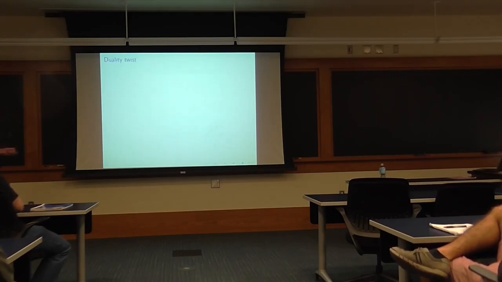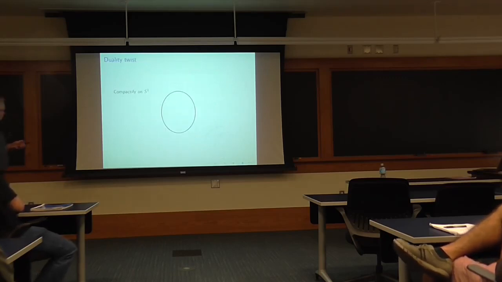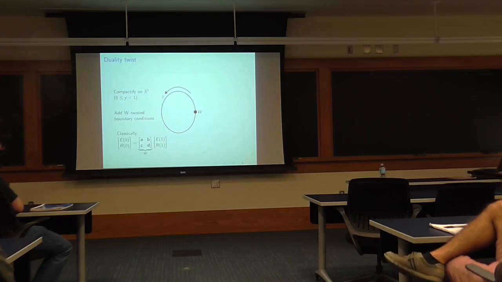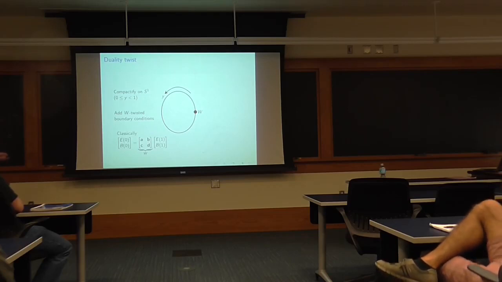So what question am I going to be asking? I'm going to compactify N=4 Yang-Mills on a circle, with the parameter of the circle y, and I'm going to add SL(2,Z)-twisted boundary conditions, which are slightly unorthodox boundary conditions.